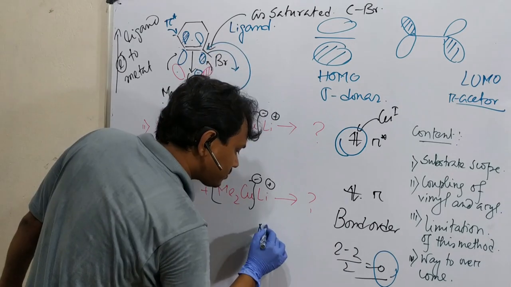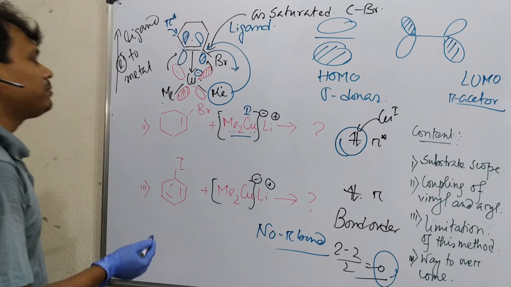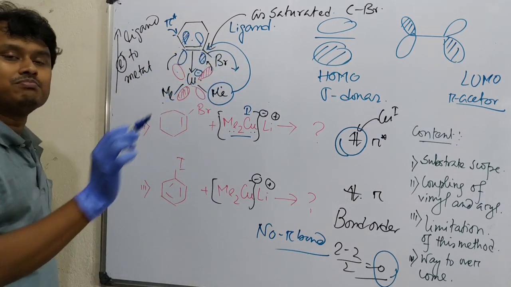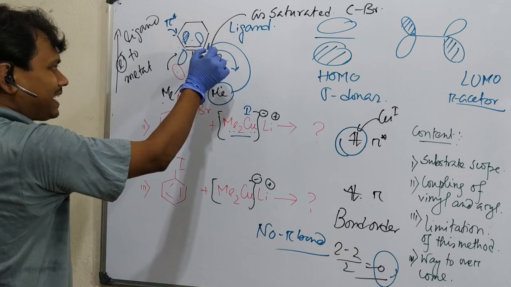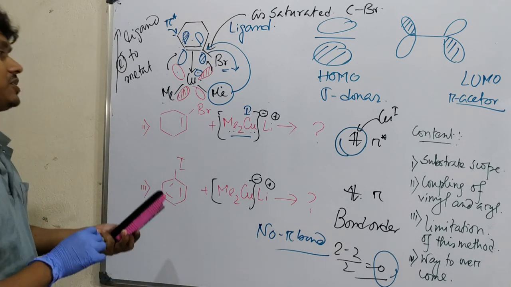That means no pi bond actually. So with no pi bond, it is not a vinyl right now. It is normally a simple aliphatic CH, like sp3. So it attacks and replaces this bromide. So this is the concept for this reaction.